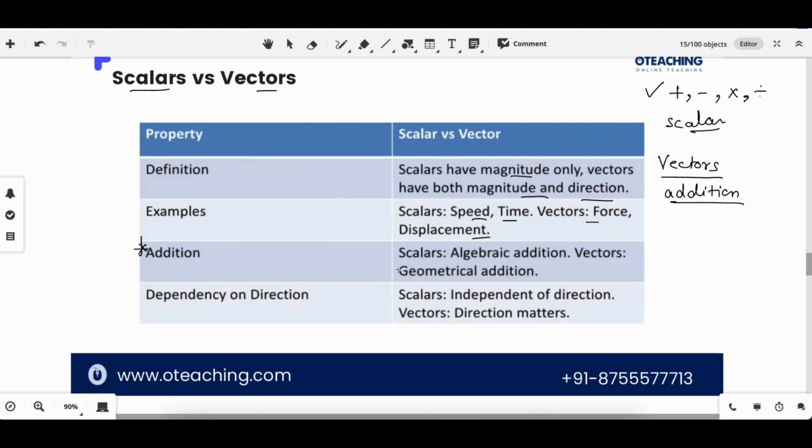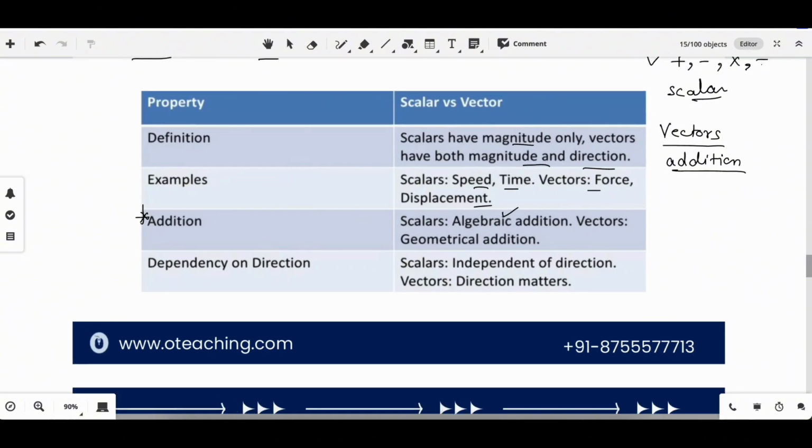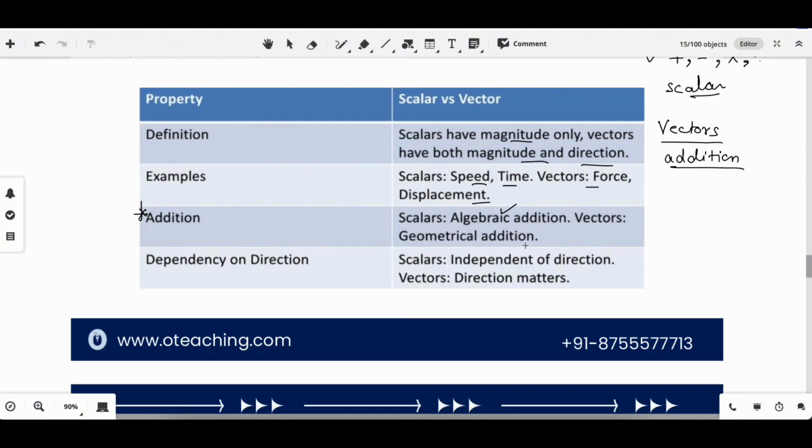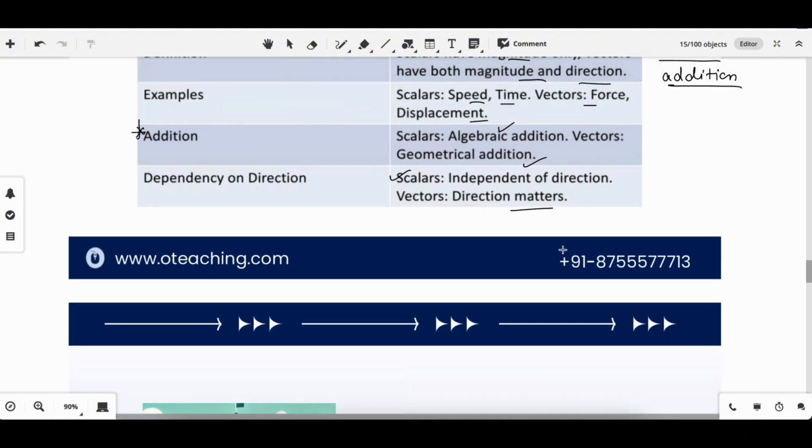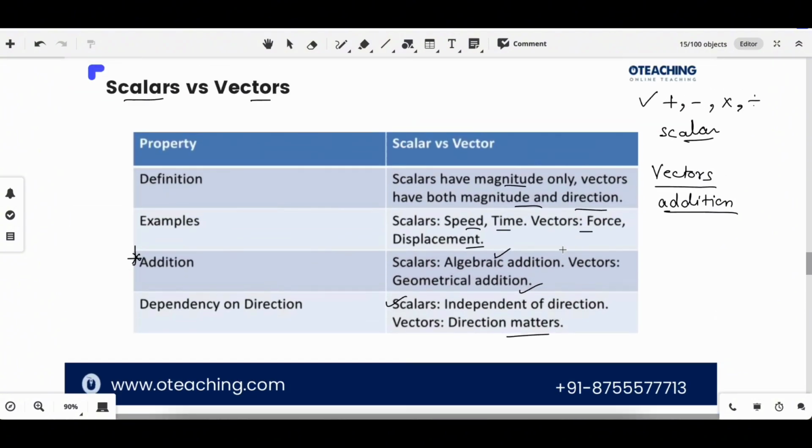So there is a difference in the addition: scalars are added using algebraic addition, whereas vectors are added with the help of geometrical addition. When you talk about the dependency on direction, we know that scalars are independent of direction, whereas in vectors, the direction matters. Okay. I hope this comes up with much clarity.